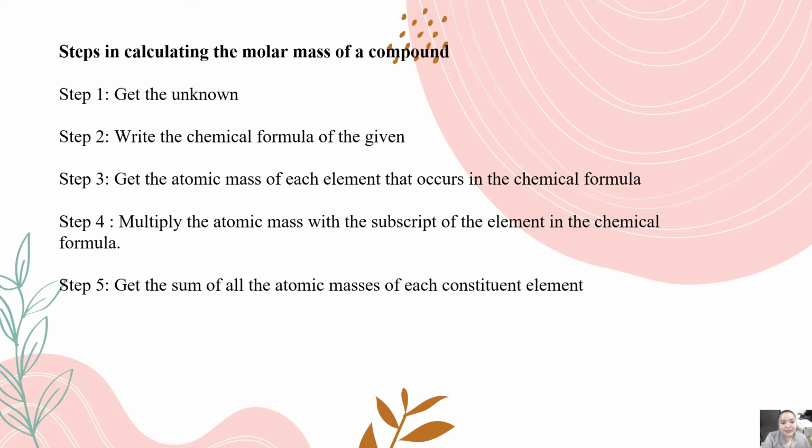So, the following are the steps in the calculation of the molar mass. Step 1 is to get the unknown. Step 2 is to write the correct chemical formula of the given. Step 3 is to get the atomic mass of each of the elements in the chemical formula. Step 4, you are going to multiply the atomic mass with the subscript of the element in the chemical formula. And step 5, you are going to get the sum of all of the atomic masses of each constituent element.